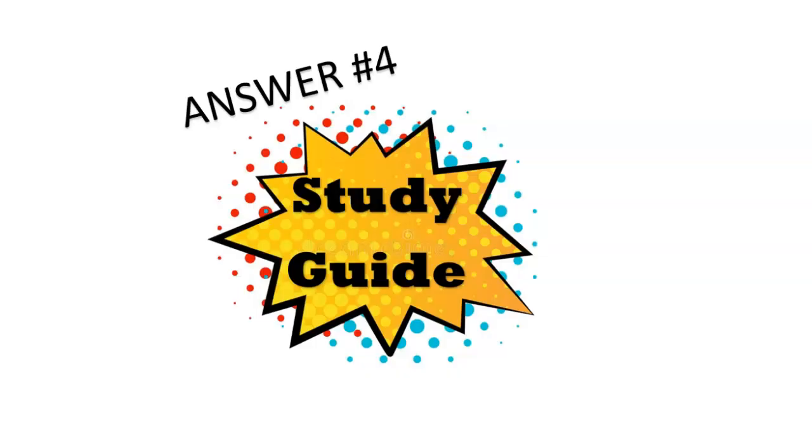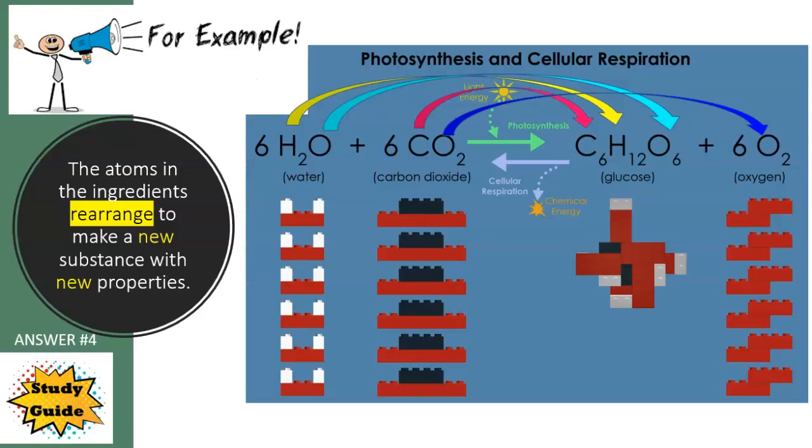Okay, let's go to study guide answer number 4. Here's an example of atoms going into a chemical reaction together to create a new substance. This is a real-life process called photosynthesis and cellular respiration. Guys, you don't have to remember this chemical formula at all. This little diagram is just showing you that you're starting out with 6 water molecules and 6 carbon dioxide molecules.